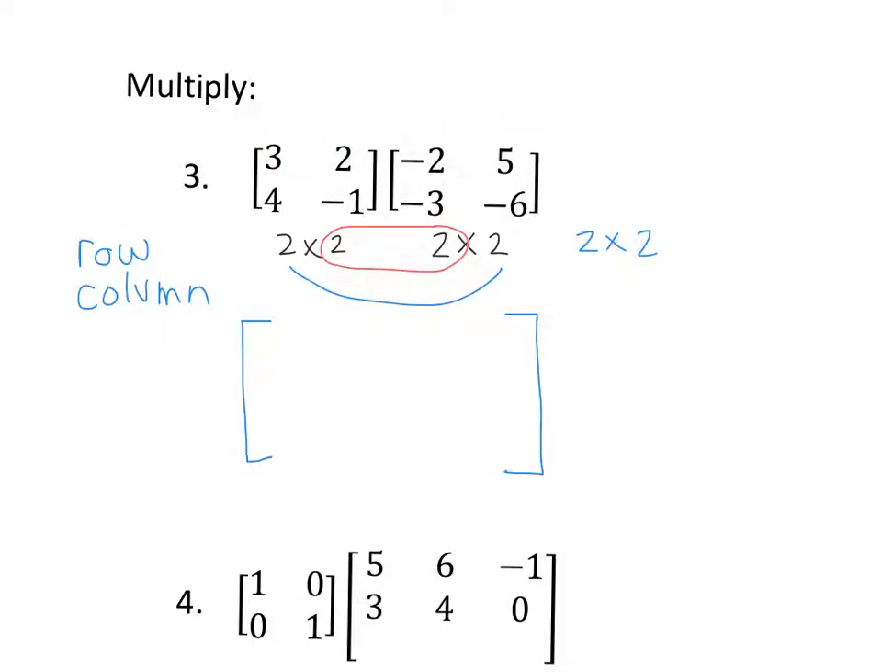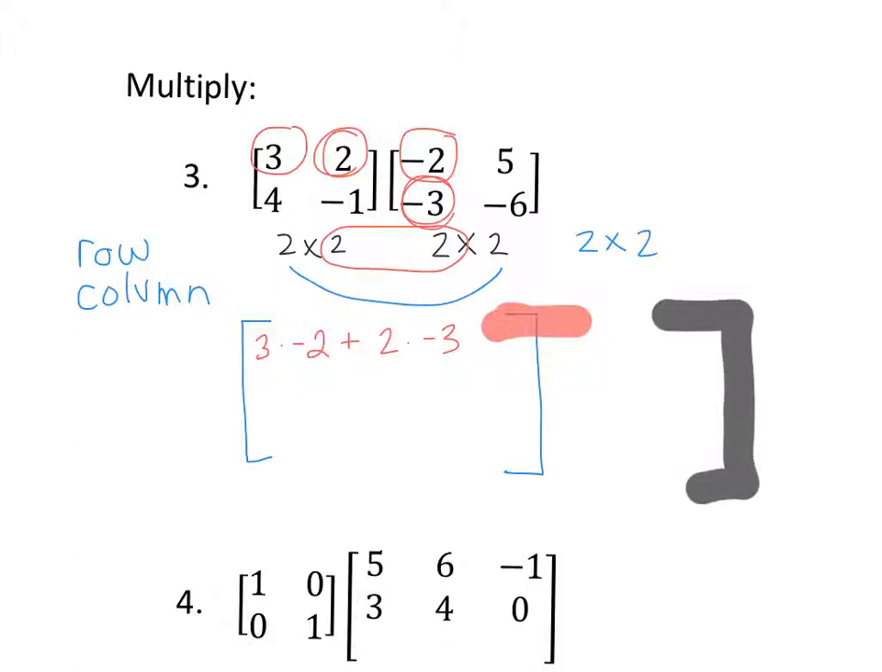So my first number is going to be 3 times negative 2, so I'm going to write that out. 3 times negative 2 plus 2 times negative 3. I already see I should have made this bigger over here. Oh, it's not letting me erase. Oops. Okay, so then for my second one, I'm just going to have to make it bigger.